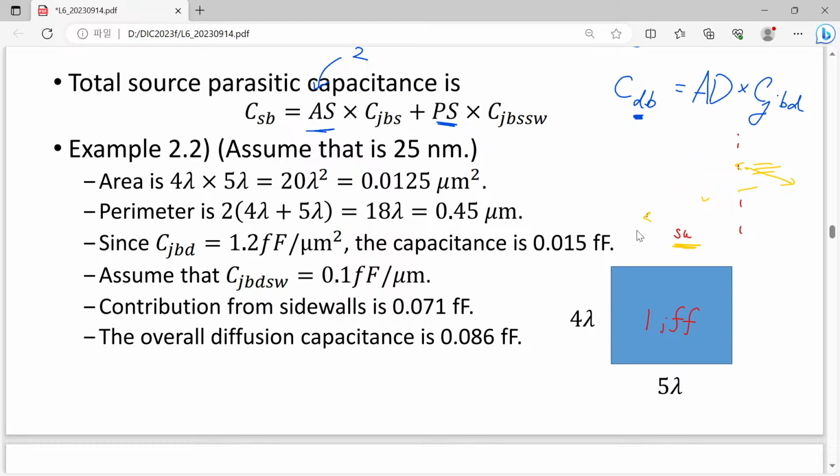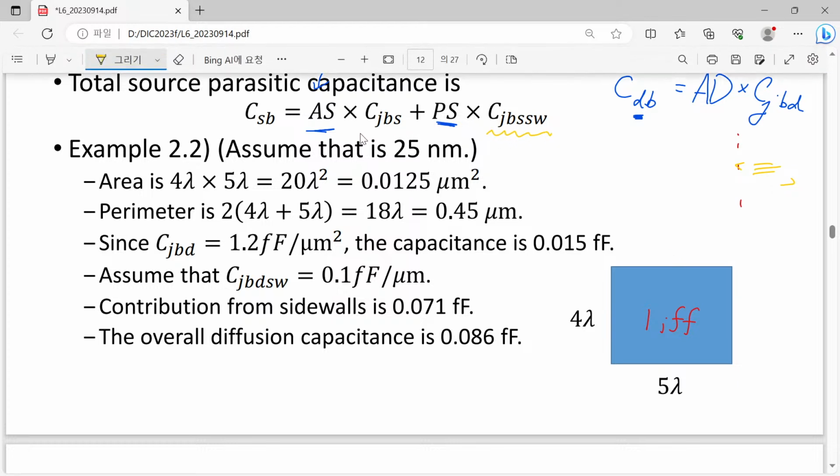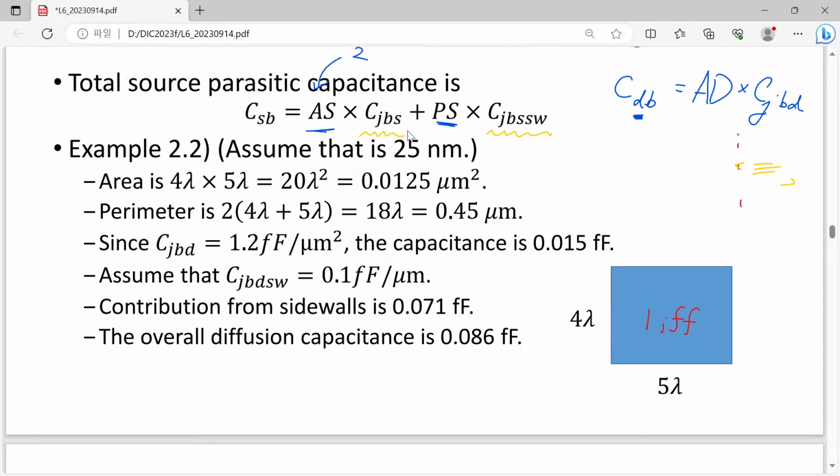So please do your exercise using homework 2.2. Of course, then who decided this value? This is a perimeter dependent one, and this one is an area dependent one. Actually, you cannot predict it.